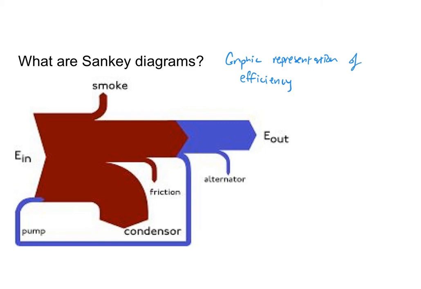So for example, in this Sankey diagram pictured on the slide, we have a bunch of energy being input. Some of that energy is lost to smoke, to a condenser, to friction, to the alternator. And then you can see that only a small portion of that energy is actually output into useful energy.